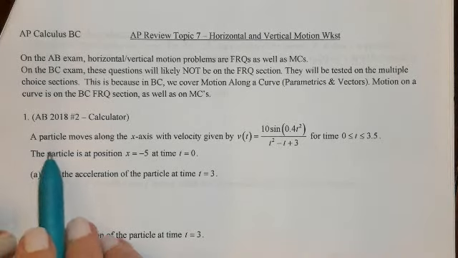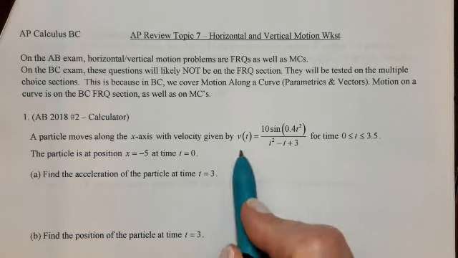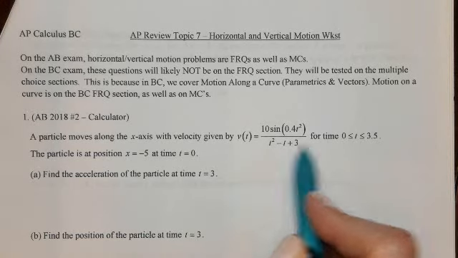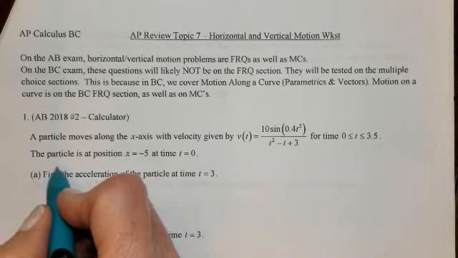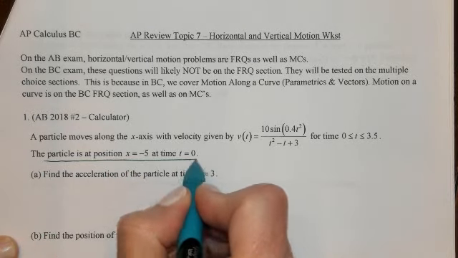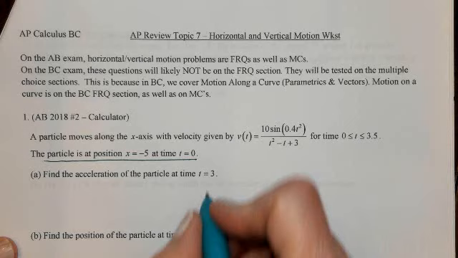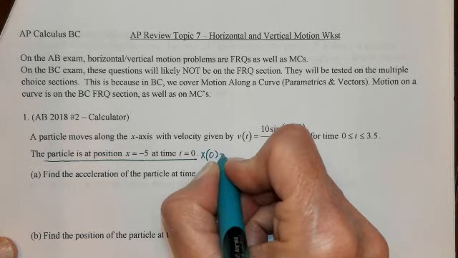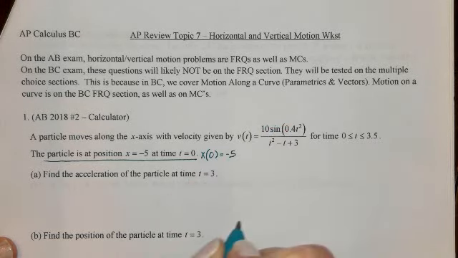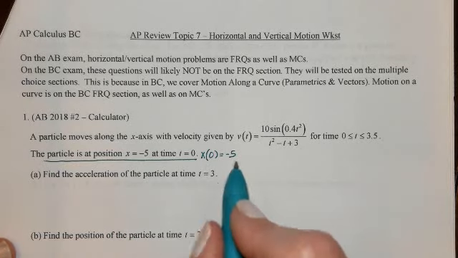Alright, for this problem it says a particle moves along the x-axis with velocity given by this function for time between 0 and 3.5, and they give us this initial condition. At time 0 the particle is at x equals -5. So they're telling us that x at 0 is -5.